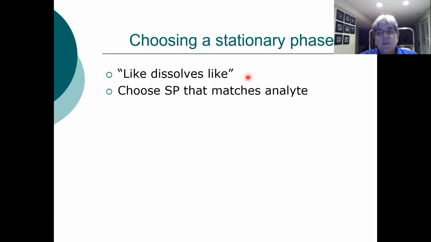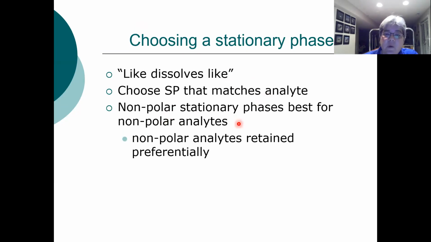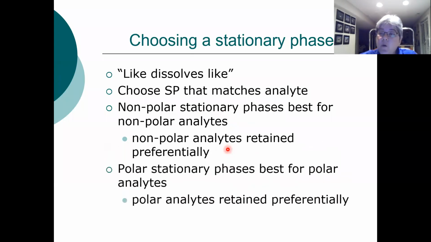Okay, now, if you choose your mobile phase to match the analyte, then the analyte loves the mobile phase and it will not go into the stationary phase and you won't get a separation. So you want your analyte to like the stationary phase. So if you are separating non-polar analytes, then you choose a non-polar stationary phase. And those non-polar analytes will be the ones that come out last. Okay, they're more strongly retained. If you have polar analytes, then a polar stationary phase would be better. And the polar analytes will be the ones that will come out last.